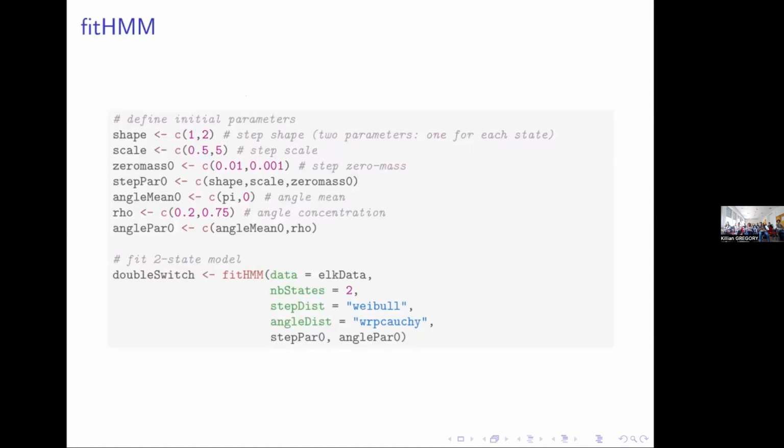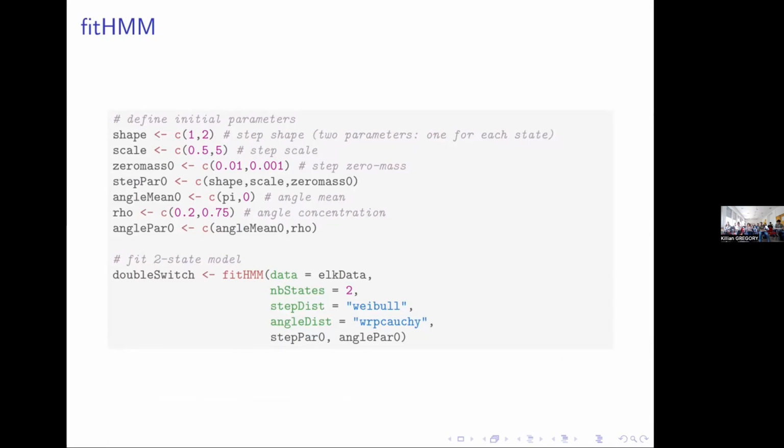So for model fitting in MoveHMM, the hardest part of all of this is that you have to specify starting values for the optimization. There are some tricks for doing that. Sometimes trial and error is honestly the best thing you can do. You can also look at your data histograms and things like that. So sometimes you need to fiddle around a little bit with this, depending on the quality of your data.